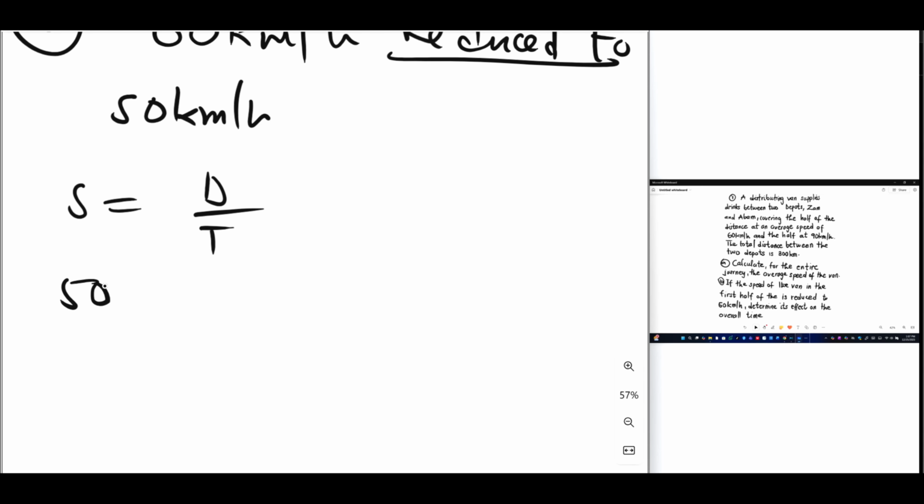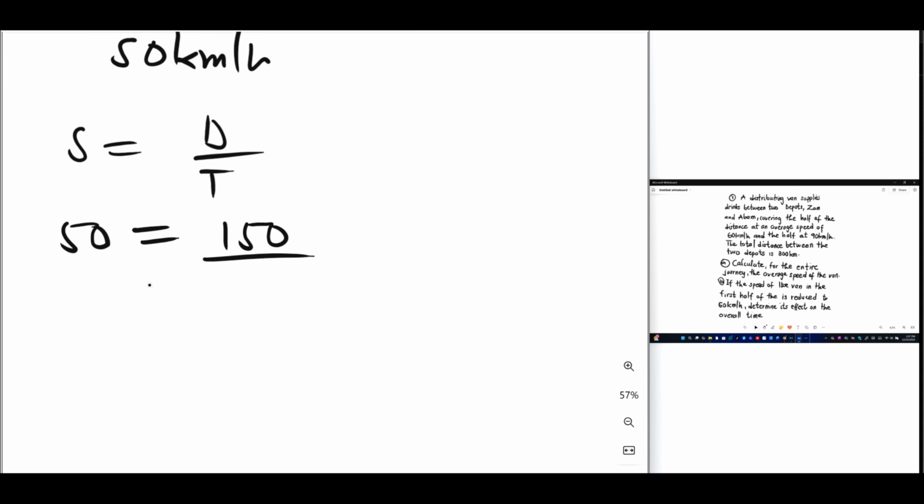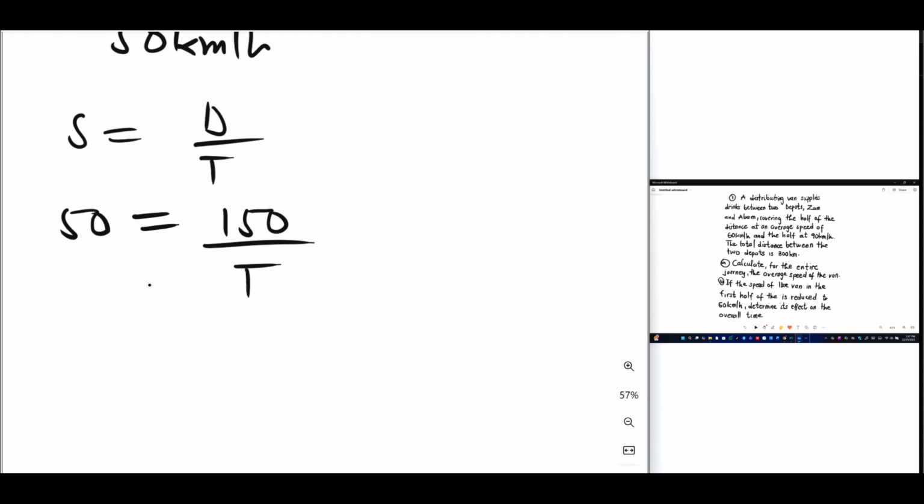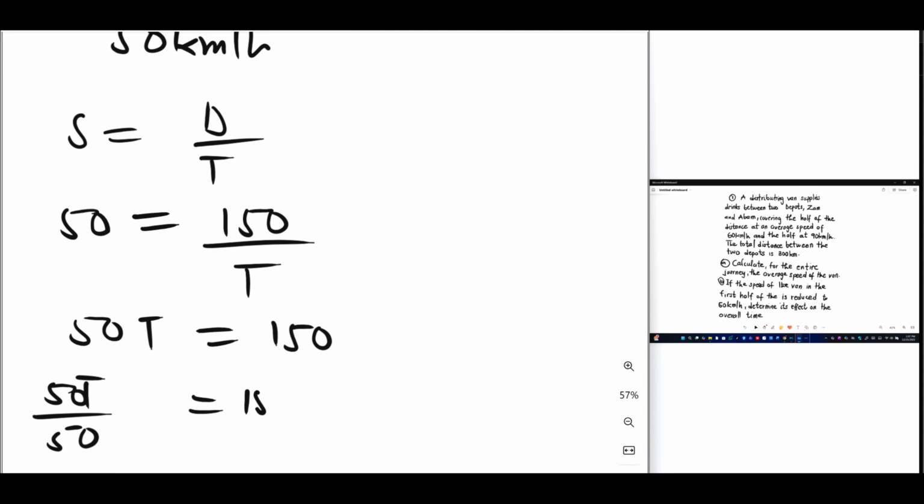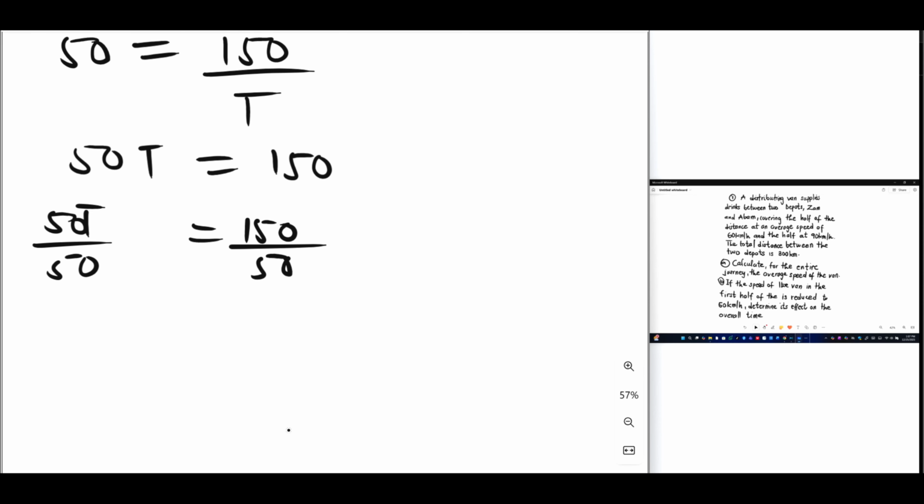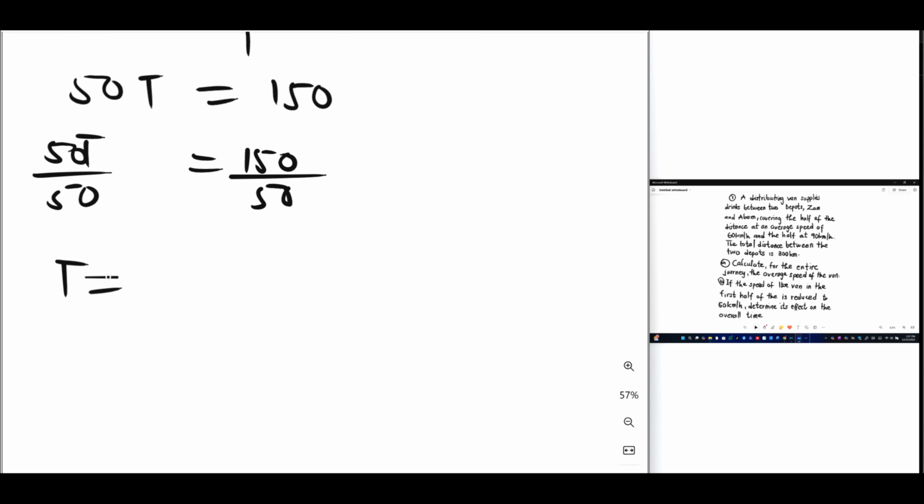So the speed is 50, equal to the distance, which is the same 150, divided by the time taken. So you are going to get 50 times t equal to 150. So this is what we are going to get. We make t the subject, so we are going to divide through by 50, the coefficient of t, and 150 also divided by 50. So here we are going to get t equal to 3.